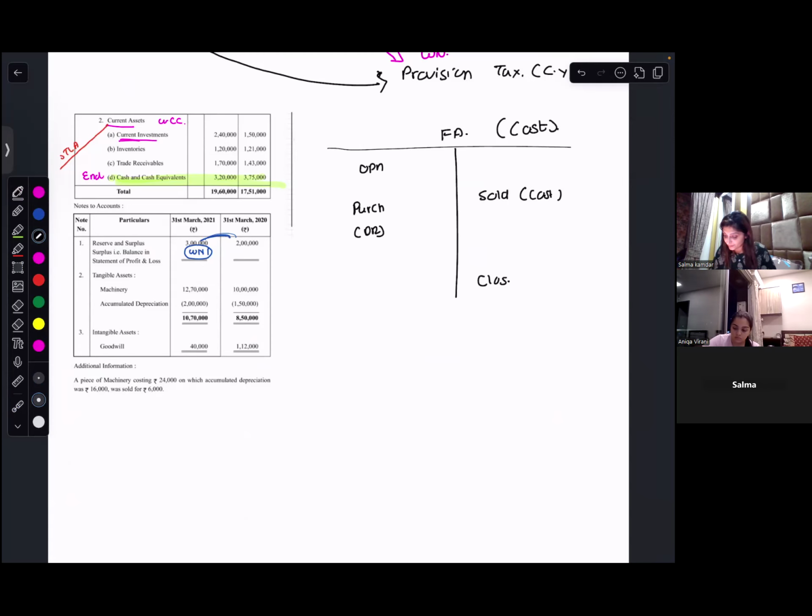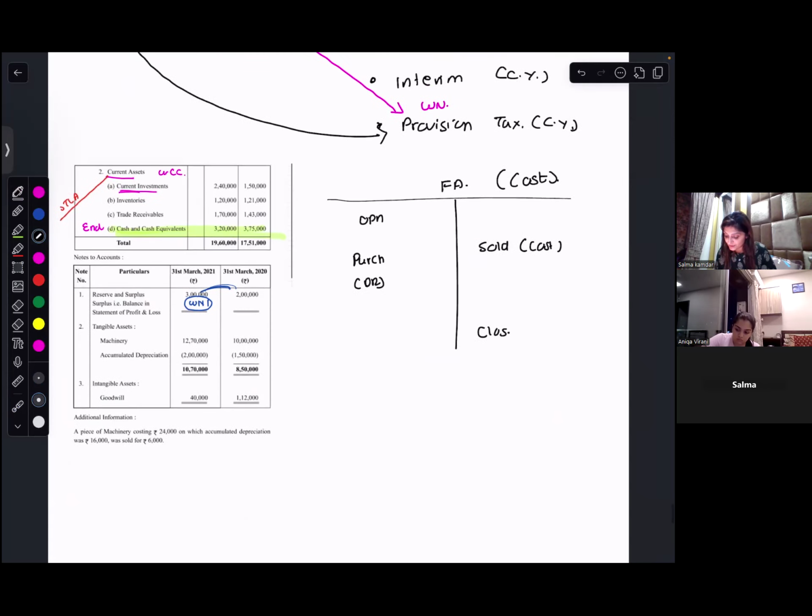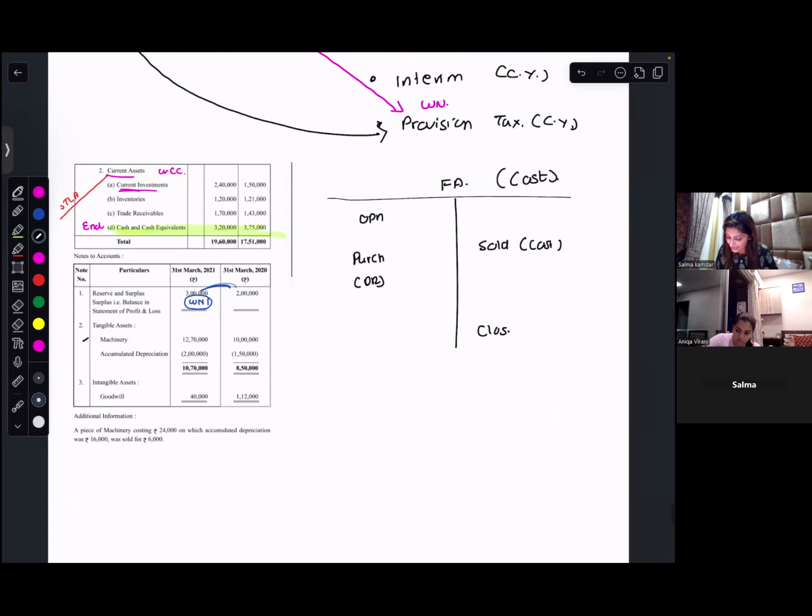Now, this is the information that you have. You have tangible assets and you have intangible assets. Come on, tell me what you will incorporate and how.